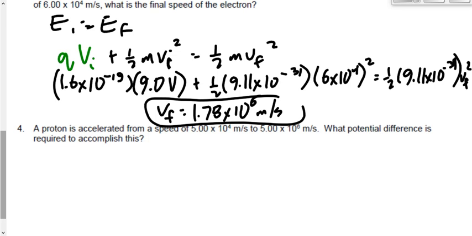4. A proton is accelerated from a speed of 5 times 10 to the 4 to 5 times 10 to the 6. What's the potential difference required to accomplish this?